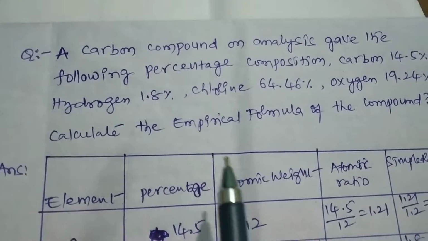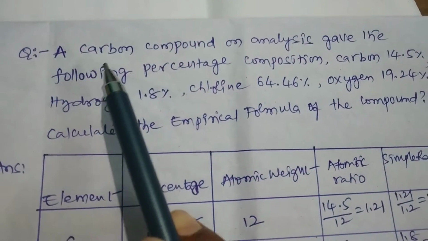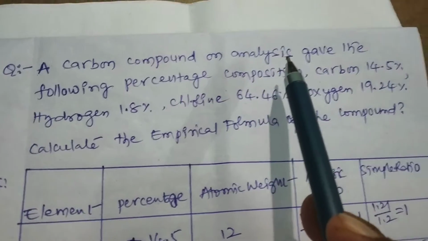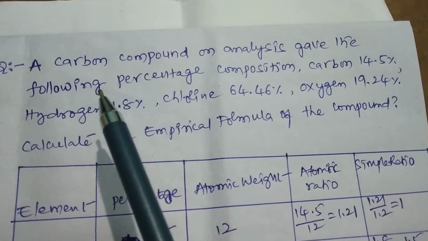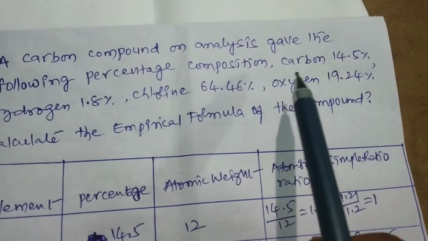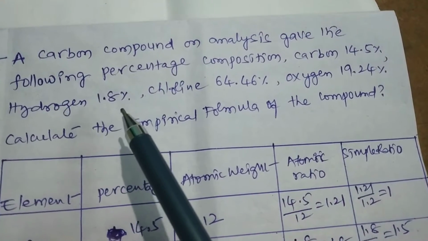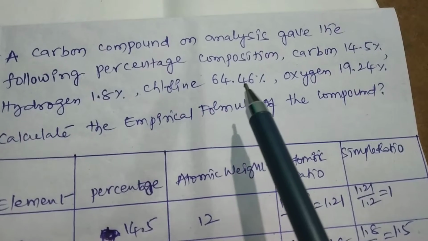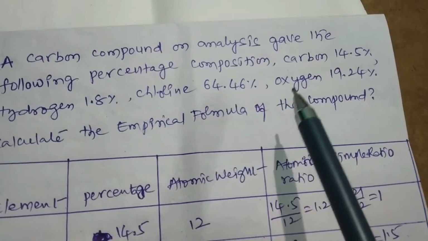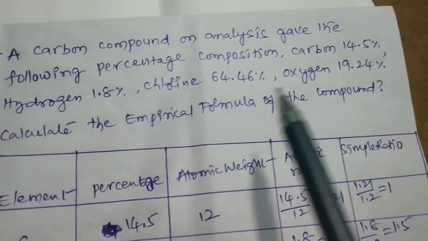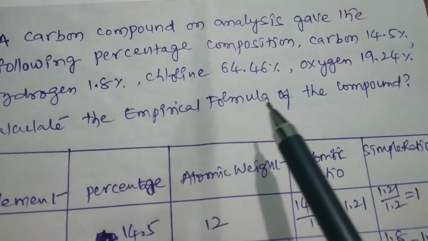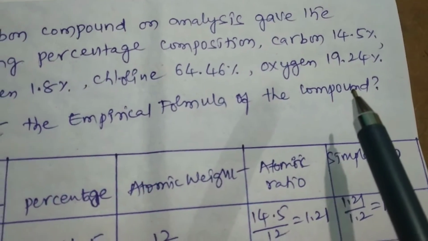The question is: a carbon compound was analyzed and gave the following percentage composition: carbon 14.5%, hydrogen 1.8%, chlorine 64.46%, oxygen 19.24%. Calculate the empirical formula of the compound.